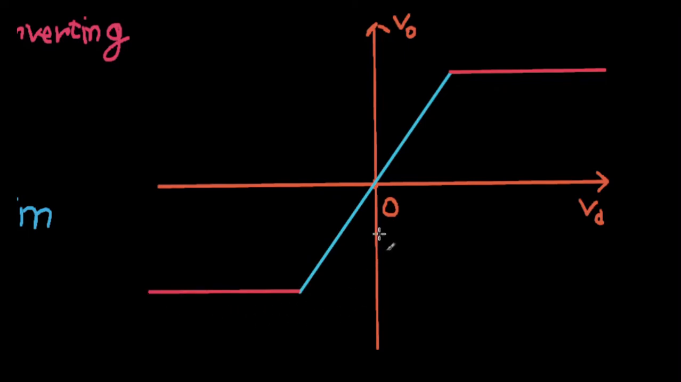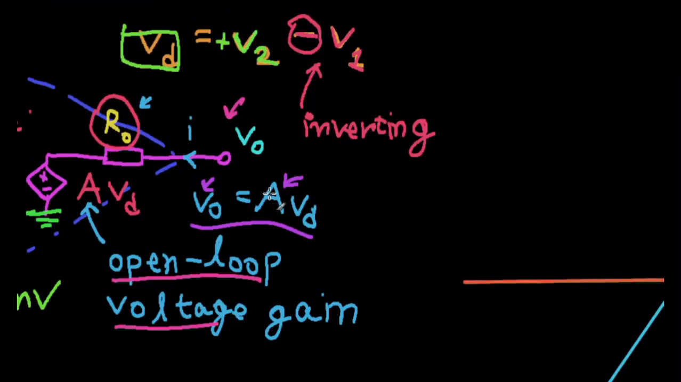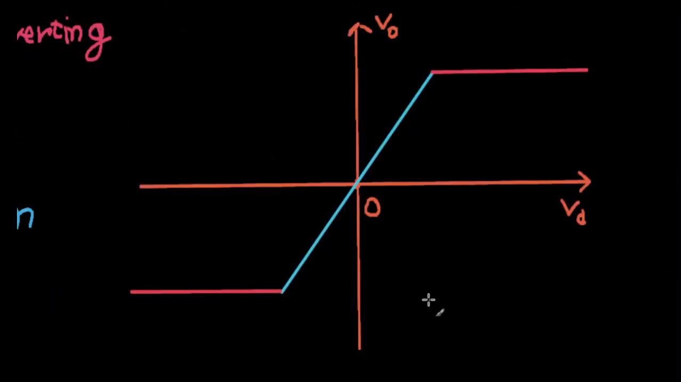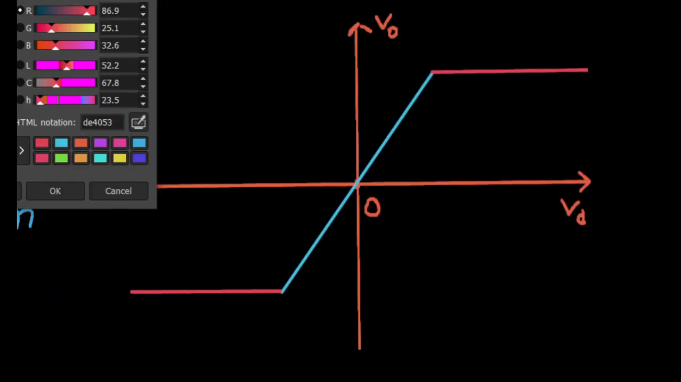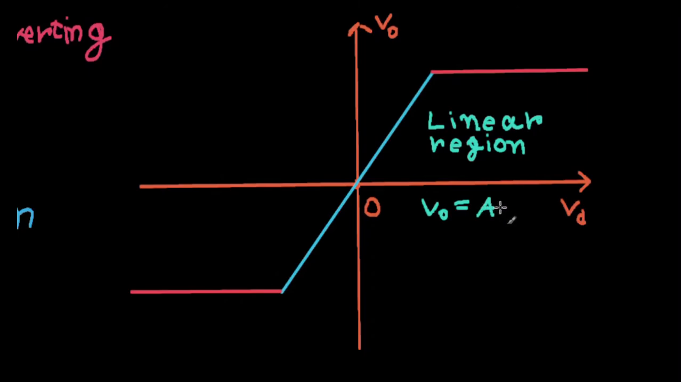Okay. So this is how the graph actually looks, as opposed to how we might think from this equation. Well, it is true that in the middle right here, it does follow this equation. So this linear region, this is actually called the linear region, quite simply. So this is the linear region. And for this one, you have your v sub 0 is equal to A times vd.